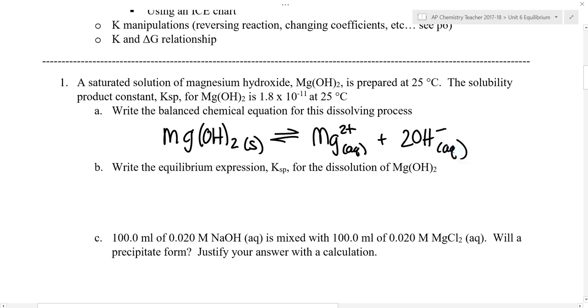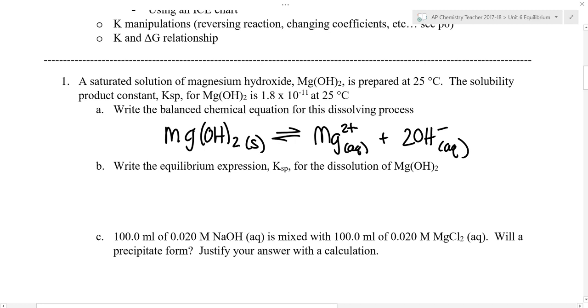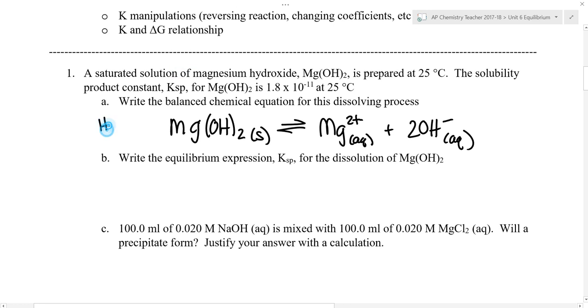If you're wondering why water is not included, it's because water is there at the beginning and it is still there at the end. So you can think of water as being like a spectator. It's not something we would include in the net ionic equation here.